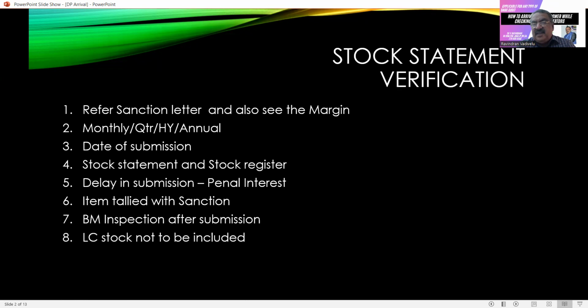Next one is LC stock, letter of credit stock, should not be included in the stock. The concept of LC is that ownership of the stock belongs to the supplier till it has been paid. That is, ownership lies with the person who has supplied the goods. So that stock should not be included in the list of the stock. So this is also another very important point that you have to see. Then only after considering all the above, drawing power has to be calculated. We will see how to arrive at the drawing power in a separate slide.